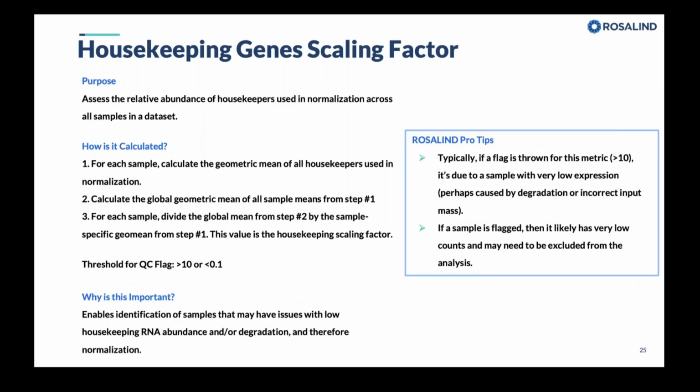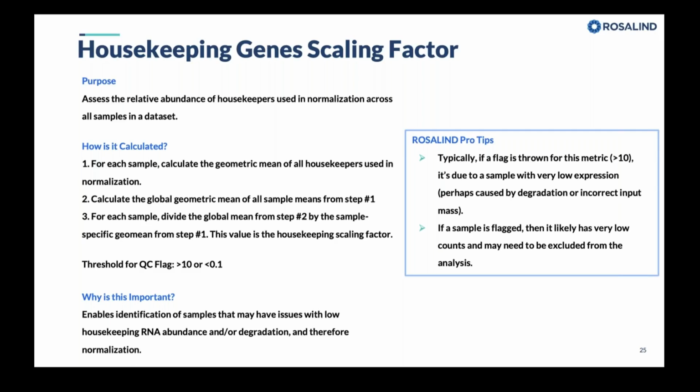Okay, so let's talk about two more, and then let's go into Rosalind. There are two that I'm going to show. One is called housekeeping gene scaling factor. The other is positive control scaling factor. What these allow you to do is compare, well, let's focus on housekeepers first. It allows us to compare the abundance of housekeeping genes used in normalization across all of our samples.